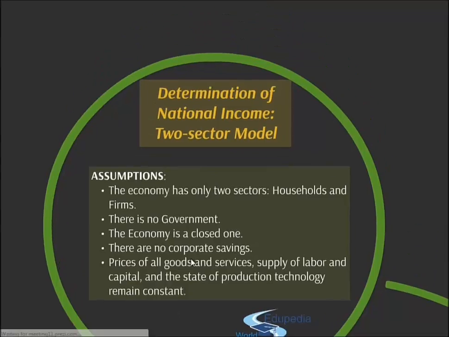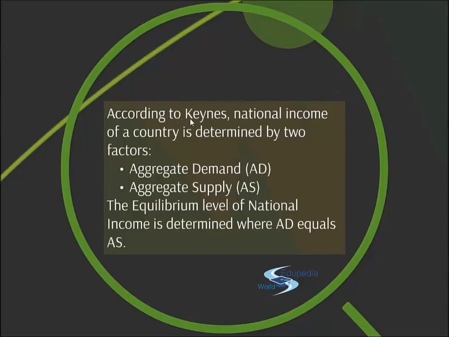Let's proceed to the description of the model. According to Keynes, national income of a country is determined by two factors, that is the aggregate demand and aggregate supply. And the level of national income where the aggregate demand is equal to the aggregate supply is the equilibrium point. So now, in order to know how we determine the equilibrium point, we are going to see what is aggregate supply and what is aggregate demand.